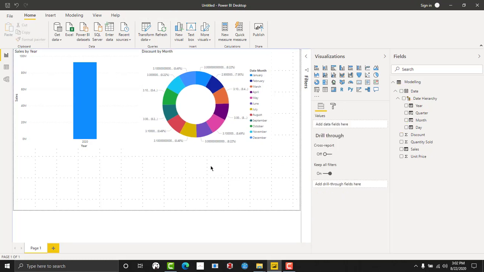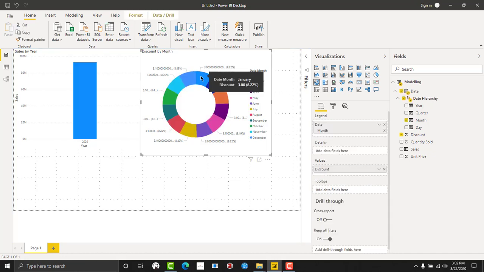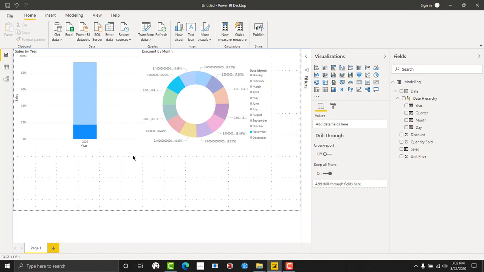Yeah, so you can see that this is telling you that in the month January, for instance, we had just 3, which is taking 8.22% of the entire discount that was given out, and this one is also telling us that July took 8.49% of the entire discount given out in the year, and this one is also saying May, and this is given that.